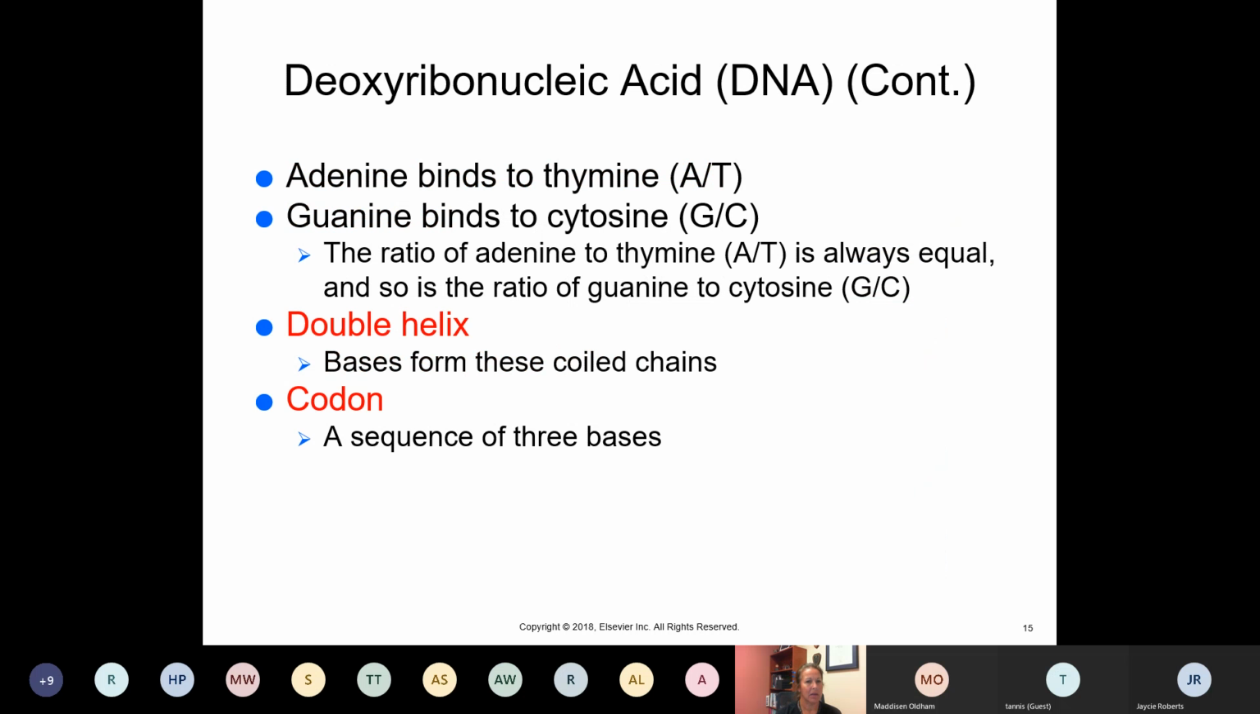Adenine will bind to thymine and guanine will bind to cytosine. And the ratio of those is always equal. So the ratio of adenine to thymine is equal, as is guanine to cytosine. They will come together and match up. So if you have an adenine on one side, it's going to match up with the thymine on the other side. And they're going to form this double helix or this twisted ladder. And if we have a sequence of 3 bases, that's called a codon.